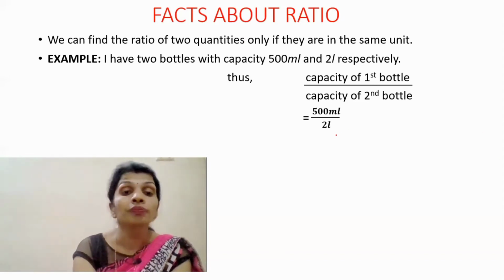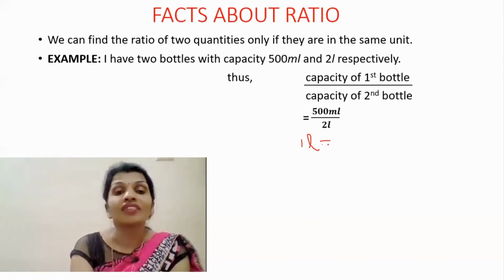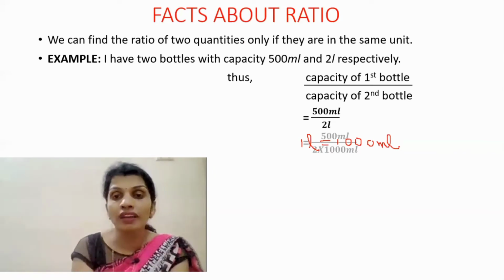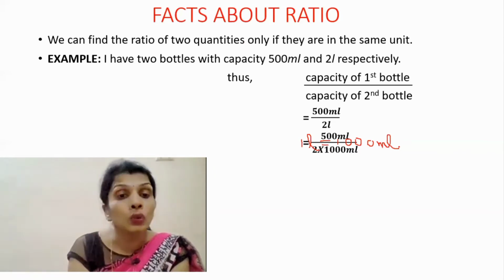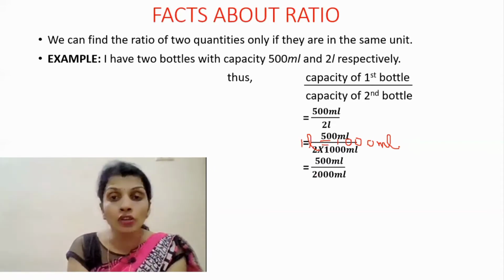So what are we going to do? We are going to convert the liter into milliliter. We know that 1 liter is equal to how much? Very good. 1 liter is equal to 1000 milliliters. So in the place of 2 liters, what can we write? 2 into 1000. So we write 500 milliliter upon 2 into 1000 milliliter. So it becomes 500 upon 2000.